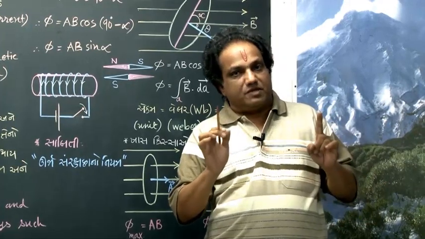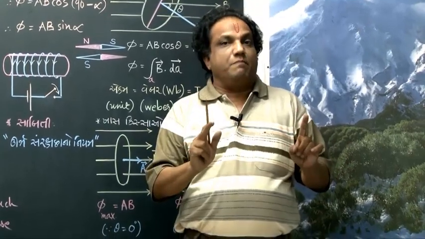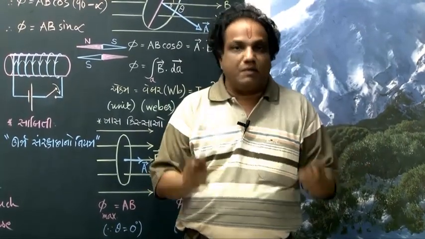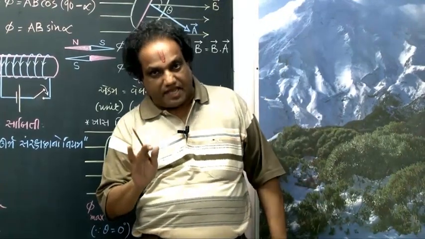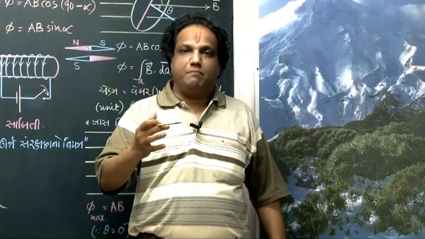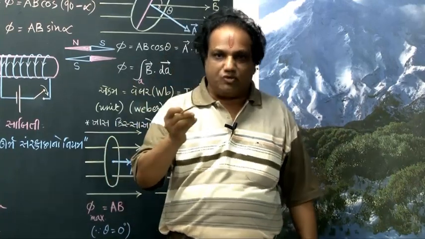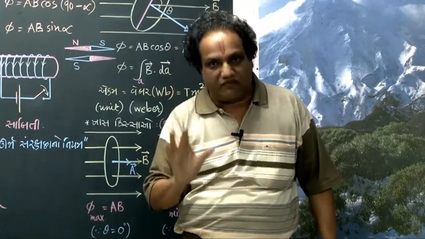My dears, remember that the number itself is not magnetic flux, because a number does not have any unit, but magnetic flux has a unit. So all that you can say is that magnetic flux gives you a measure of the number of magnetic field lines associated with or passing through the given loop or given surface.